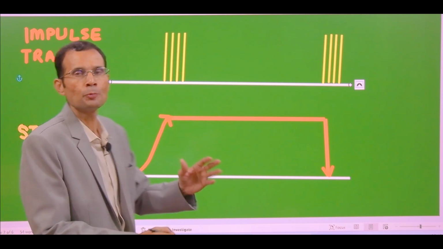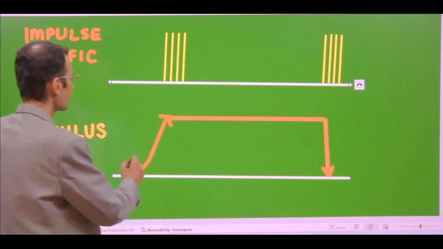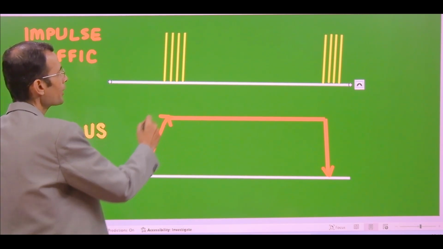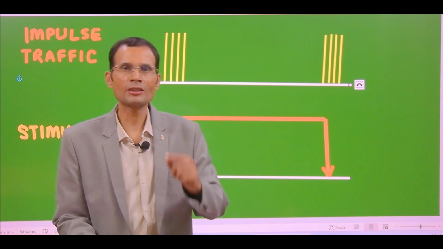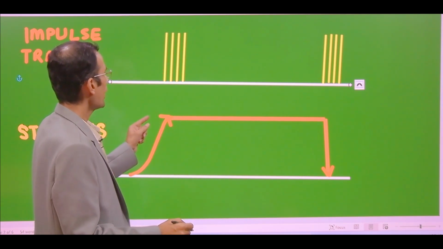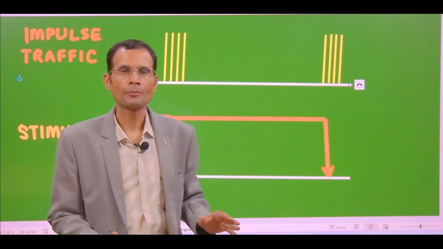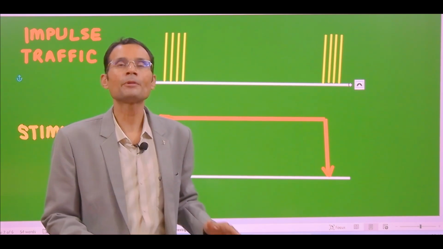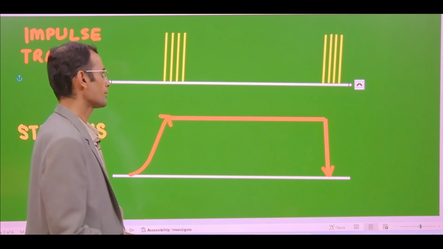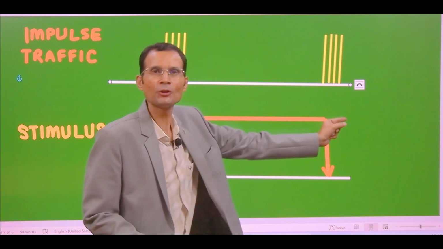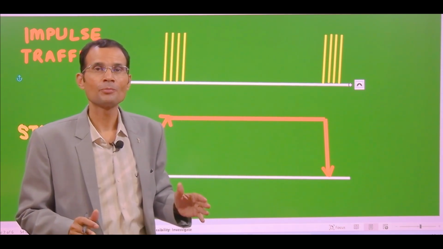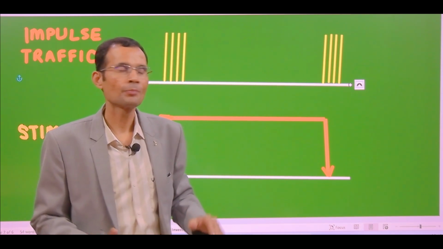Let's take these two parts one by one. First part, when the stimulus is applied, the receptor responds briefly and then it stops responding. The receptor has adapted rapidly to the stimulus. So even though the stimulus continues, the receptor will not respond.